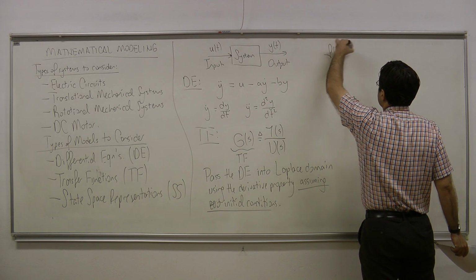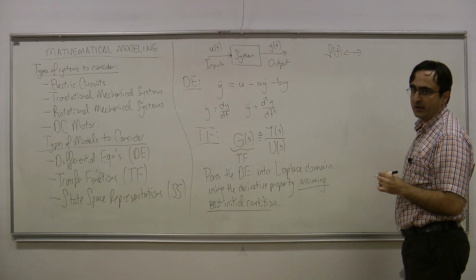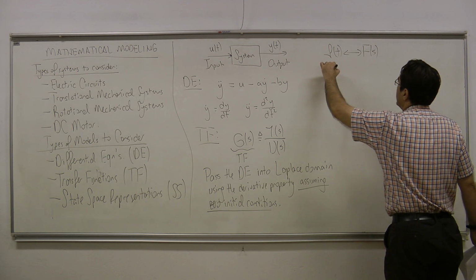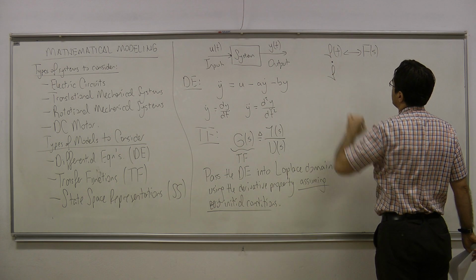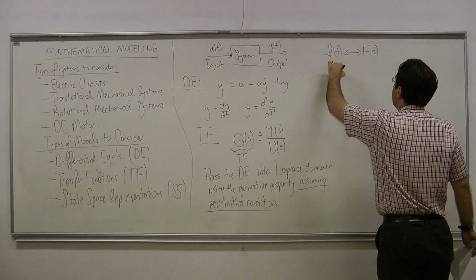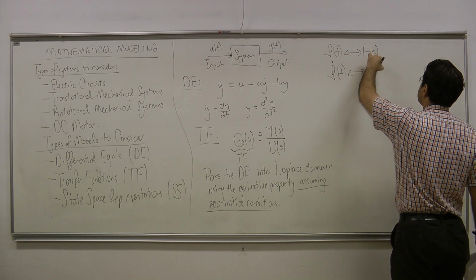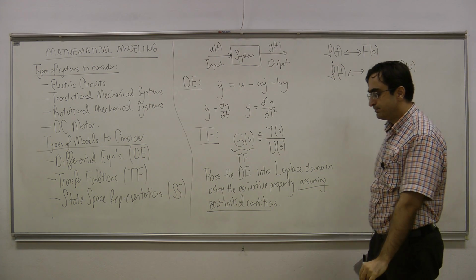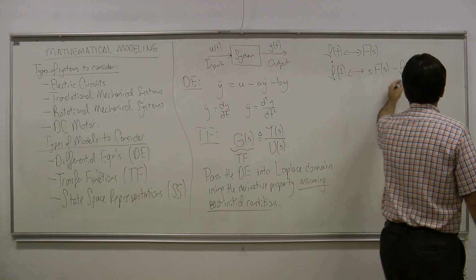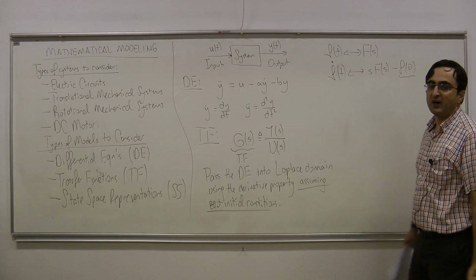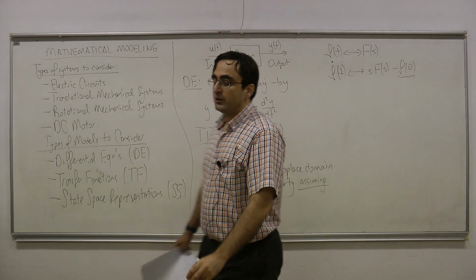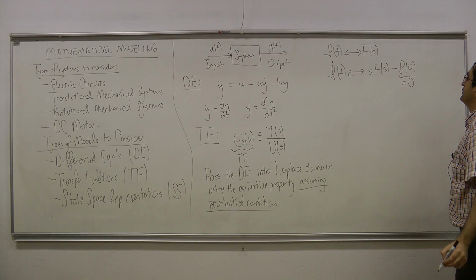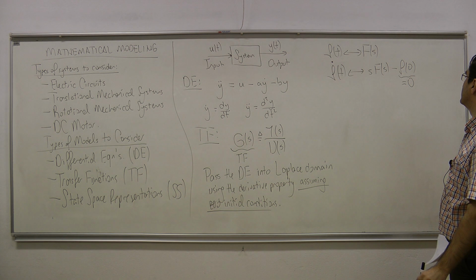Remember, if a function f of t has the Laplace transformation capital F of s, then the derivative of that function, f dot of t, has the Laplace transformation s times F of s minus f of 0. This is called the initial condition for the function f. That is what we are going to be assuming to be 0 while calculating the transfer function.